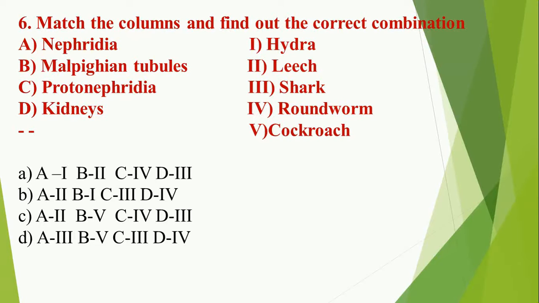Nephridia, of course, is the excretory organ of annelids. Leech is an annelid. A2. Malpighian tubules are excretory organs of cockroach. B5. So with this, you've got the right answer C. Because Nephridia, leech, Malpighian tubule, cockroach, Protonephridia, roundworms, and kidneys, shark. So C is the right option.